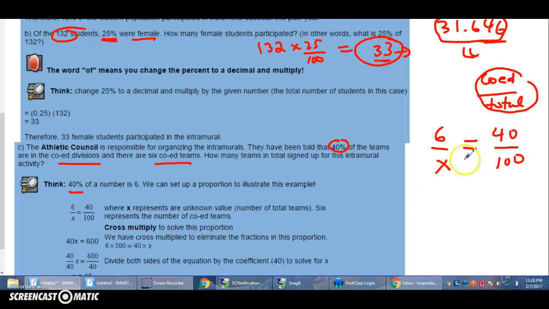So what ends up happening is, if you want to isolate for x, you need it by itself and on top. Well, it's on the bottom and not by itself. So to get it on the top, you're going to bring it right across here.